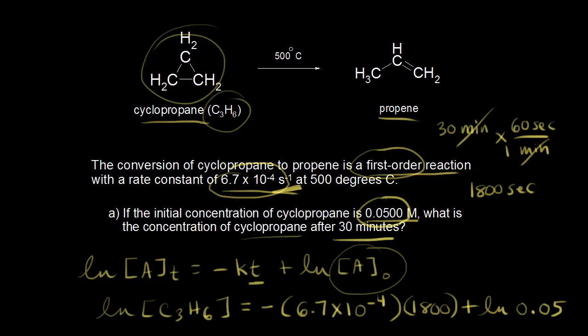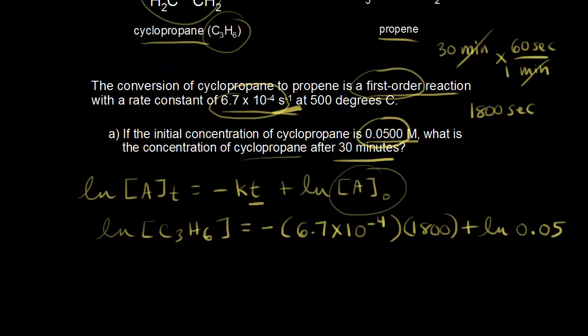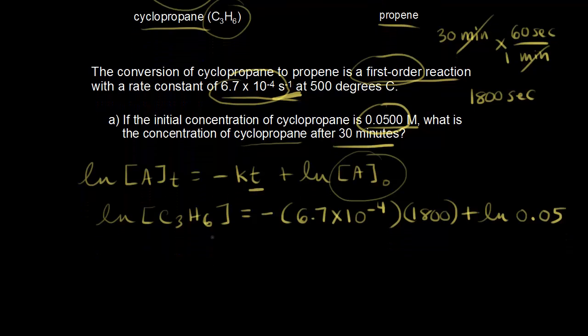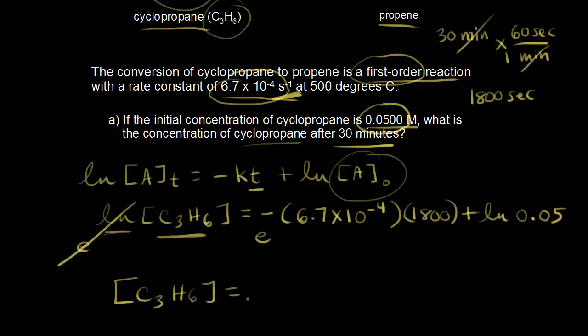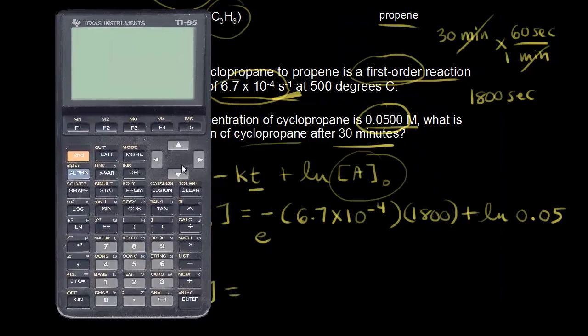All right, so let's think about what we would do to solve for the concentration of cyclopropane. Well, we have this natural log in here, so we could exponentiate both sides to get rid of our natural log. If we exponentiate both sides, that gets rid of the natural log here, and that would give us the concentration of cyclopropane after 1800 seconds. So let's do that math on the right side.